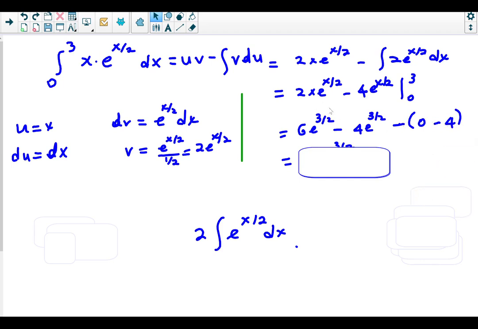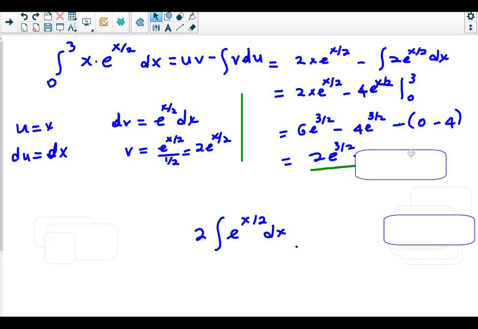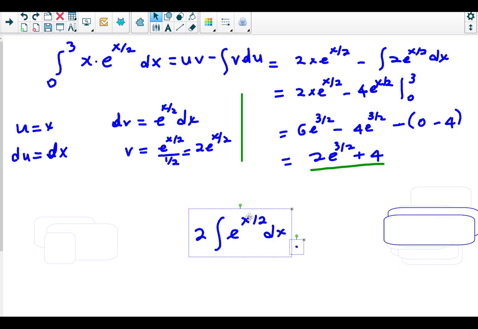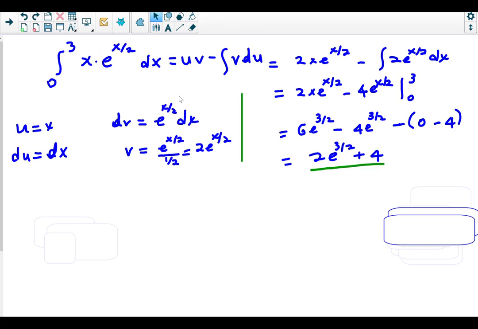Notice you can also combine these two together. 6 e to the 3 halves minus 4 e to the 3 halves. That is 2 e to the 3 halves. And then don't forget you have a plus 4 at the end there. So that is our final answer for that question. So that was nothing new there really. It was a review type of problem. But the trick was trying to remember how to integrate something like e to the x over 2.